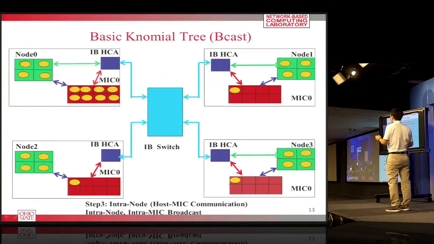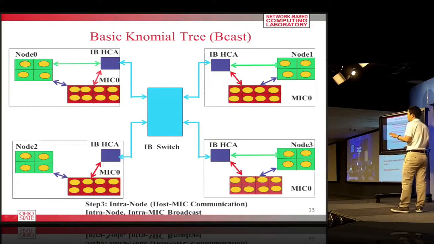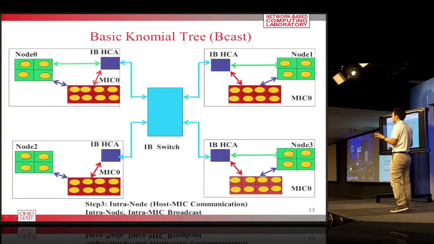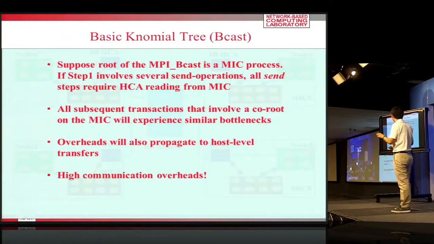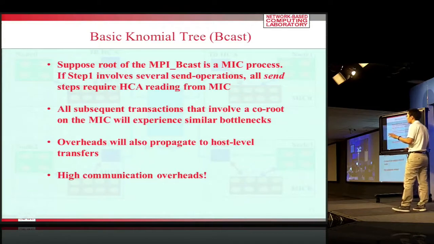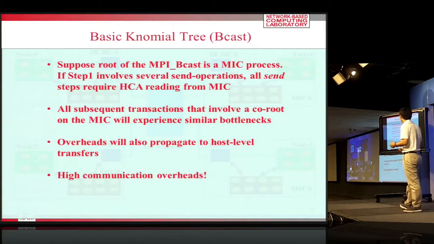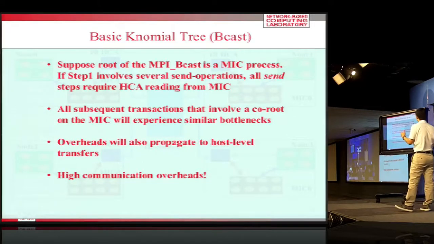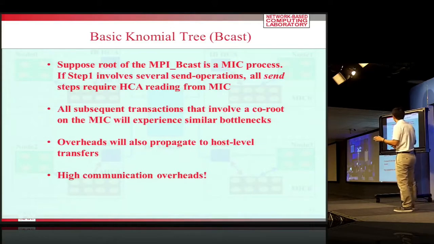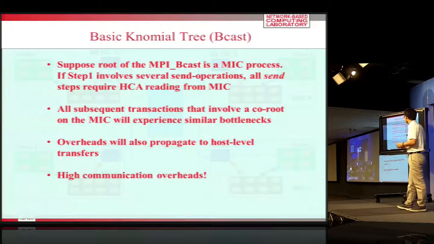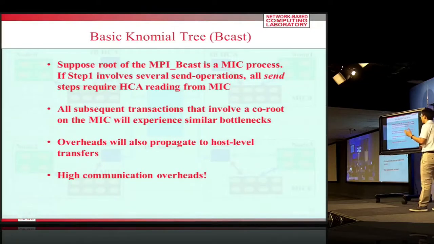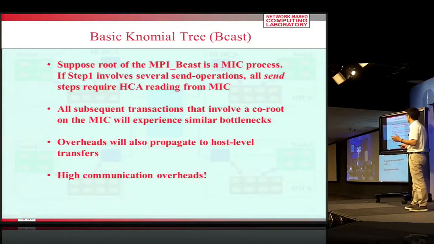Here, suppose the root of the MPI Bcast is a MIC process. Then step one will involve several send operations, and these send steps will require the HCA reading from MIC memory. So this is very slow, and all subsequent transactions that involve a co-root on the MIC will experience similar bottlenecks. So the overheads will also propagate to host-level transfers. All of this involves high communication overheads.